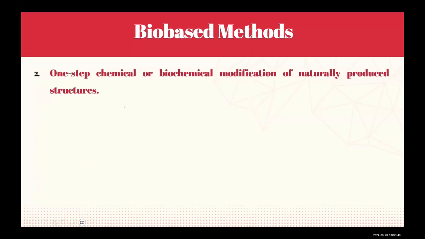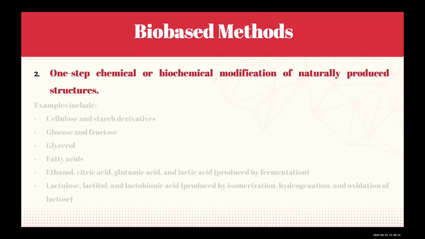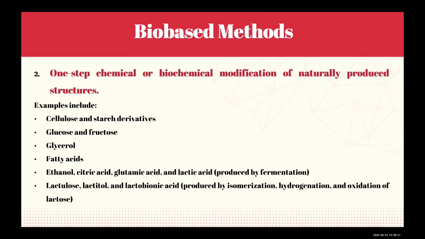The second method in bio-based methods involves a one-step chemical or biochemical modification of naturally produced structures. This method still maintains the simplicity while allowing for the creation of a variety of useful compounds. So what are the examples? The examples include cellulose and starch derivatives, glucose and fructose, glycerol, fatty acids, ethanol, citric acid, glutamic acid, and lactic acid, which are produced by fermentation. Then we also have lactulose, lactitol, and lactobionic acid, which are produced by isomerization.